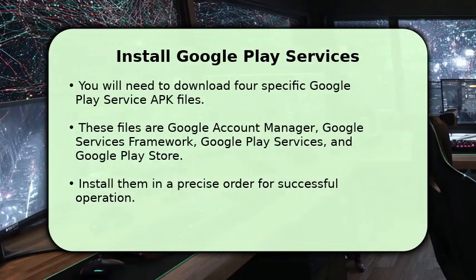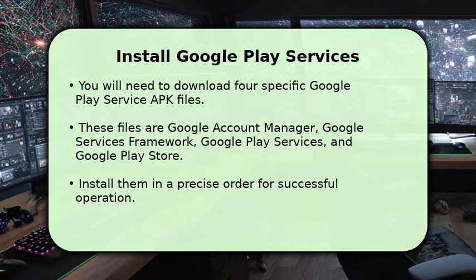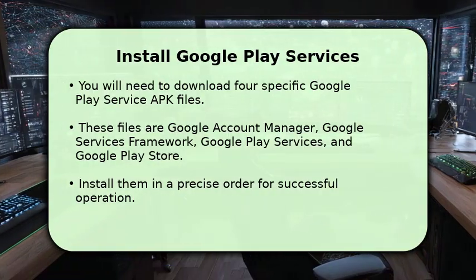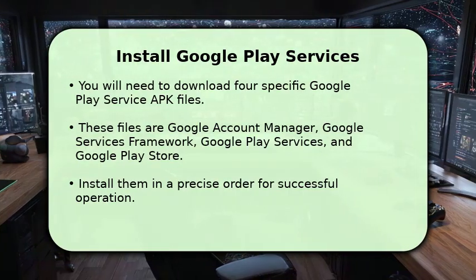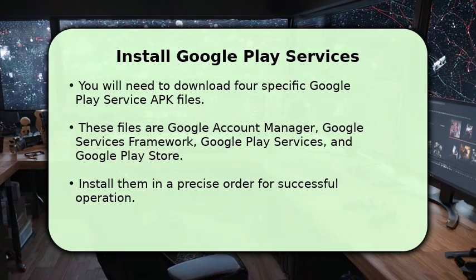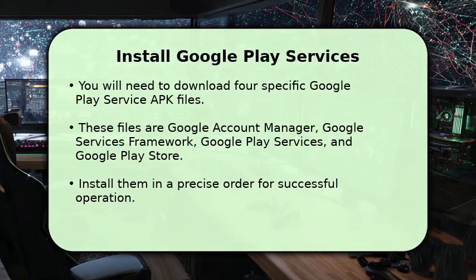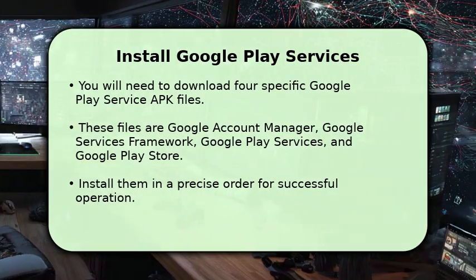Now, you need to download 4 essential APK files directly onto your Fire device. The first file is Google Account Manager, followed by Google Services Framework. Next, download Google Play Services itself, and finally, the Google Play Store APK. It is extremely important to install these 4 files in this exact order to ensure they function correctly and smoothly.